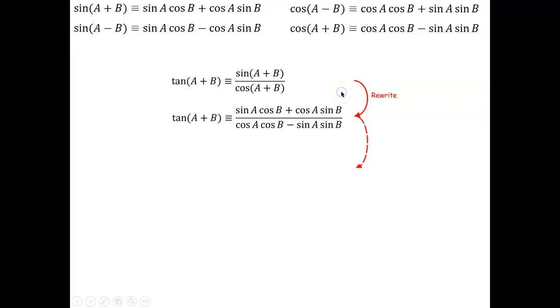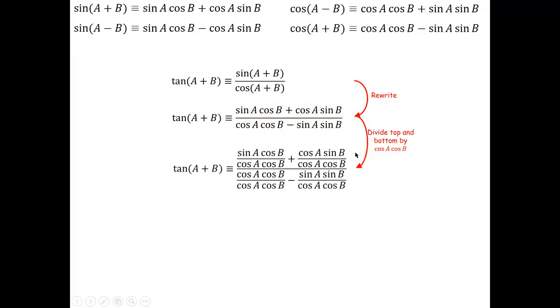Now, here's a sneaky little trick. I can divide everything, my whole numerator and my whole denominator, by cos A cos B. Gives me this delightful expression, but then we can see that there's lots of things that cancel out here. This was what I divided everything by, and obviously dividing by cos A cos B over cos A cos B is just the same as dividing by 1.